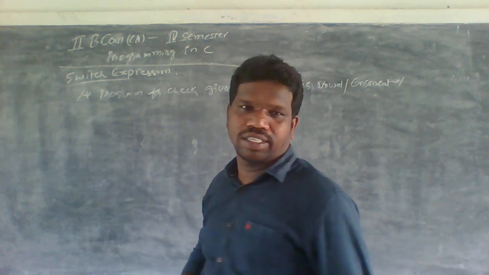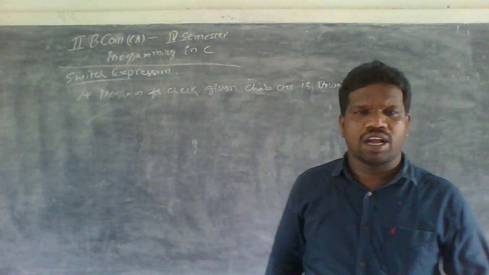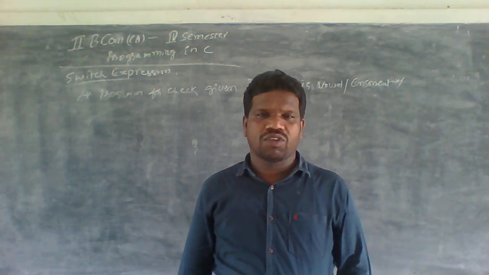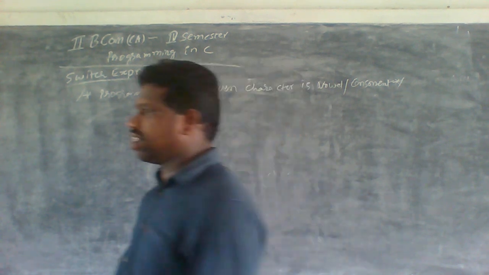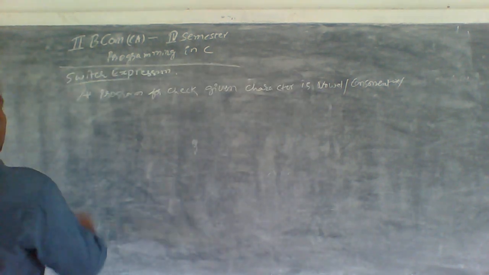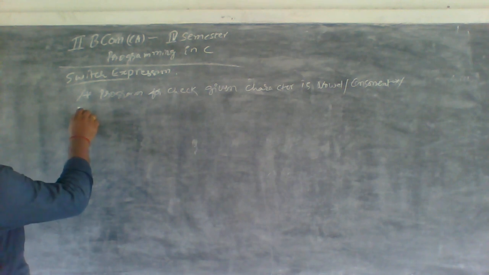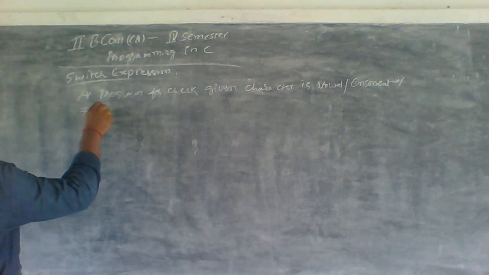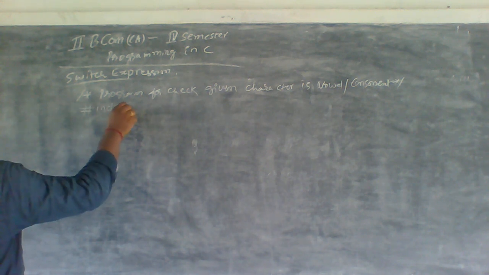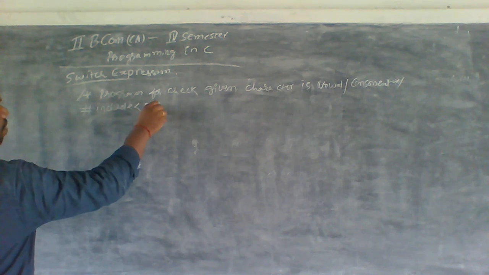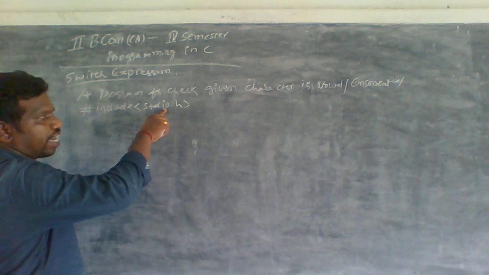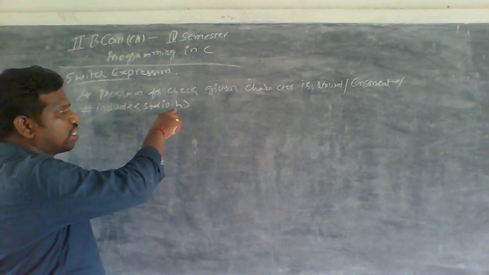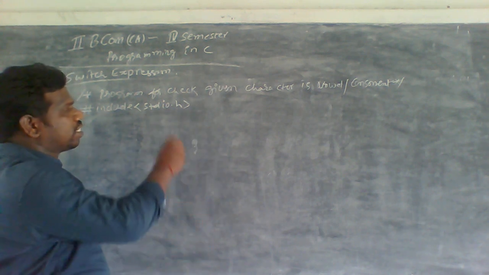Now you have to write the header file, that is hash include stdio.h, and write the main function here. stdio.h means standard input and output, the header file. Okay, this is the header file.